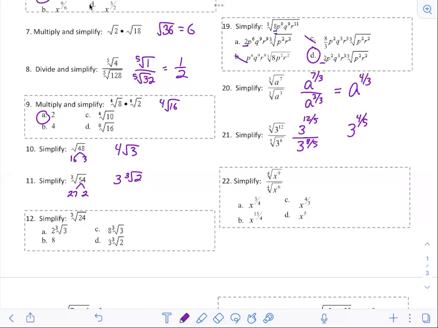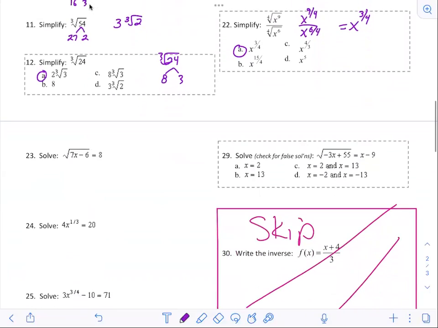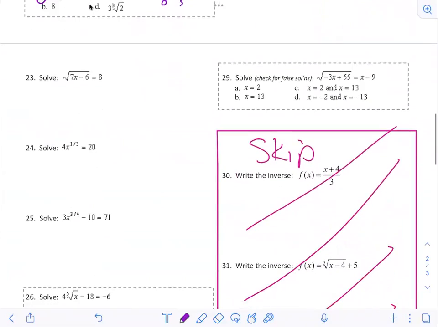For 12, we're looking for our perfect cube factor. So 8 and 3, 8 is a perfect cube. So then that's going to reduce down to 2 times the cube root of 3. Rewrite that as x to the 9/4 over x to the 6/4. We've got x to the 3/4, so that's going to be a. With these, remember, try to simplify and reduce down or eliminate any answers we know are not right.